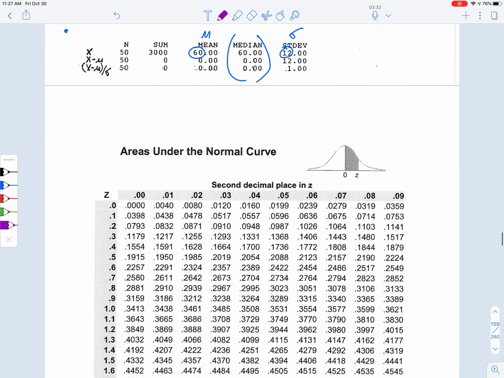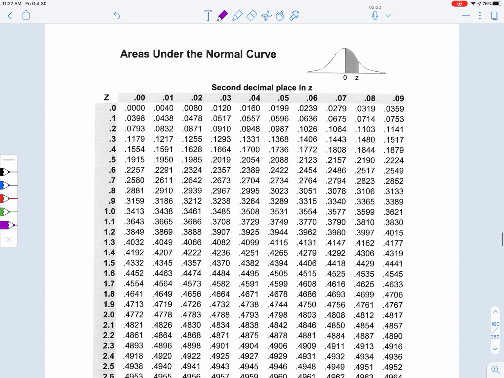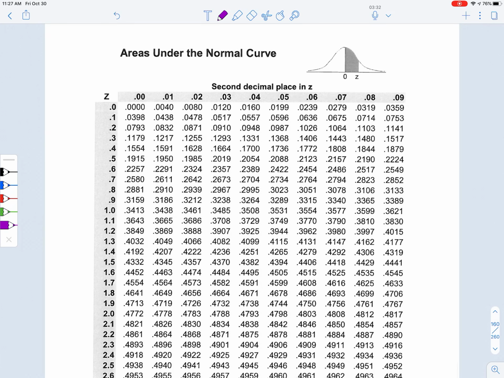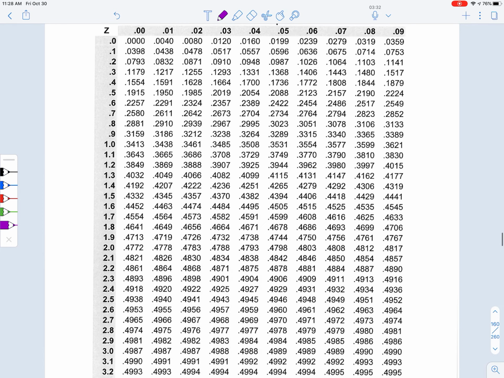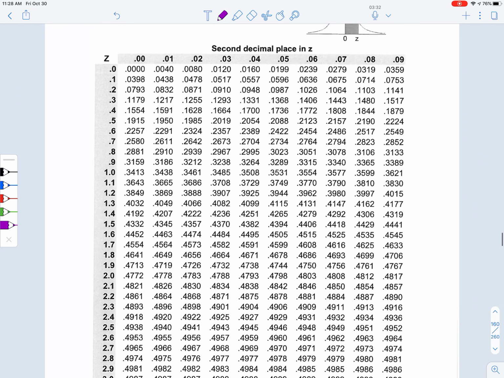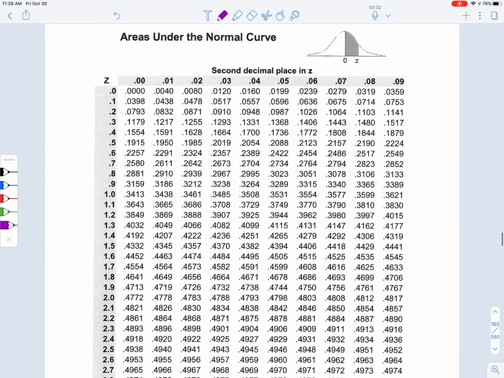But here's what we're going to do, we're going to go then to a normal table. And by the way, it's really important that you print out this normal table and you bring it to your exam. So the Z values here go to 2 decimal places. So you would round whatever you've got to 2 decimal places. But this is how you read them.